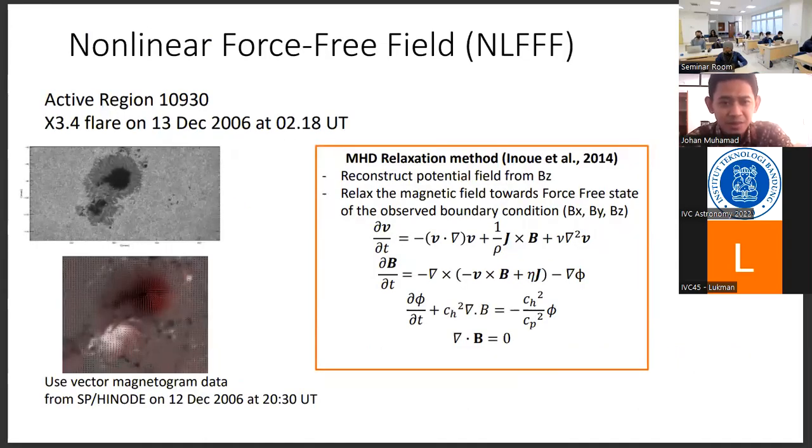So how can we make a nonlinear force-free field extrapolation? First we get the sunspot from active region 10930 in the upper image, and in the bottom image we have the coronal magnetic field data. The white shows the positive polarity and the black shows the negative polarity, and this is the vector field of the magnetic field here. Then we use the MHD relaxation method. Basically this is the same as the MHD equations, but as I showed before, we have a cleaning potential here, divergence B cleaning here, and also the definition of the virtual potential. First we reconstruct the potential field from Bz, and then we relax the magnetic fields toward the force-free state of the observed boundary condition.